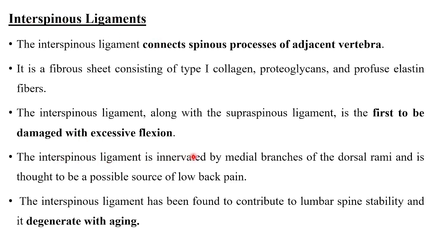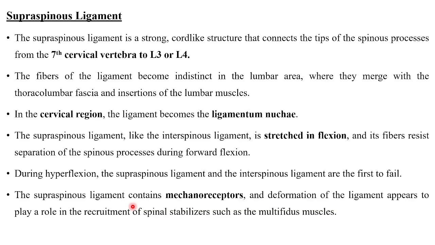The interspinous ligament is innervated by the medial branches of the dorsal rami and is thought to be a possible source of low back pain. So once the interspinous ligament gets weak, it may cause low back pain. This is one of the culprits for your low back pain. The interspinous ligament has been found to contribute to lumbar spine stability, and it will degenerate with aging. Next ligament is your supraspinous ligament.